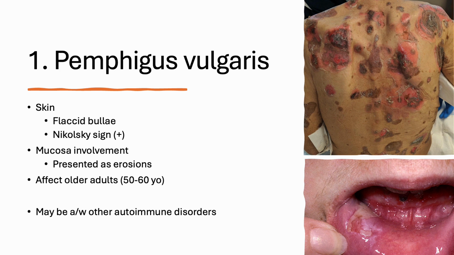The characteristic feature in PV is the involvement of the mucosa, and usually it also presents as erosions. The commonly affected age group is older adults in their 50s and 60s. Also, since it is an autoimmune disorder, it can be associated with other autoimmune disorders such as MG or thymoma, etc.